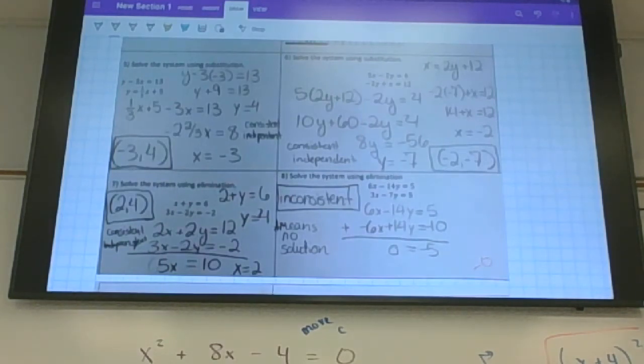I still got a B. So what I had to see here was no solution, inconsistent, anything like that.